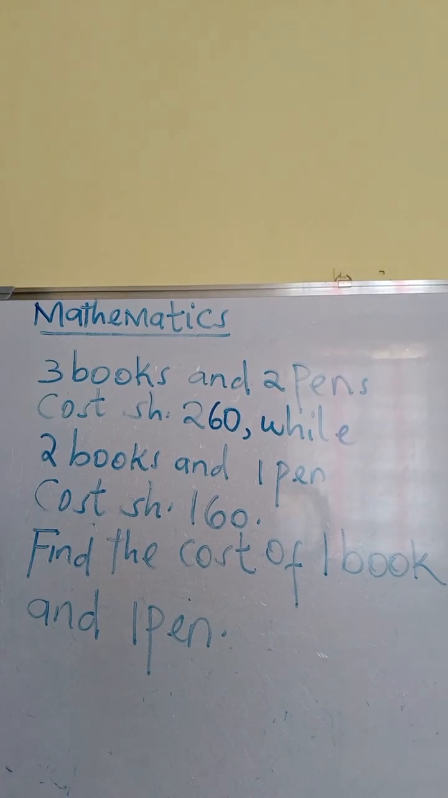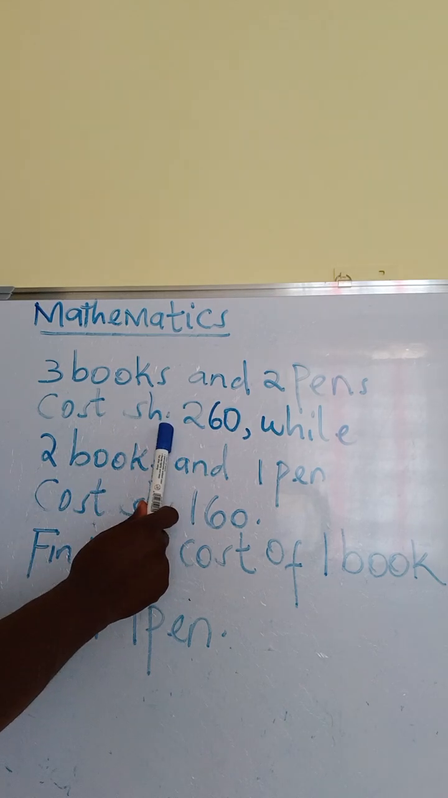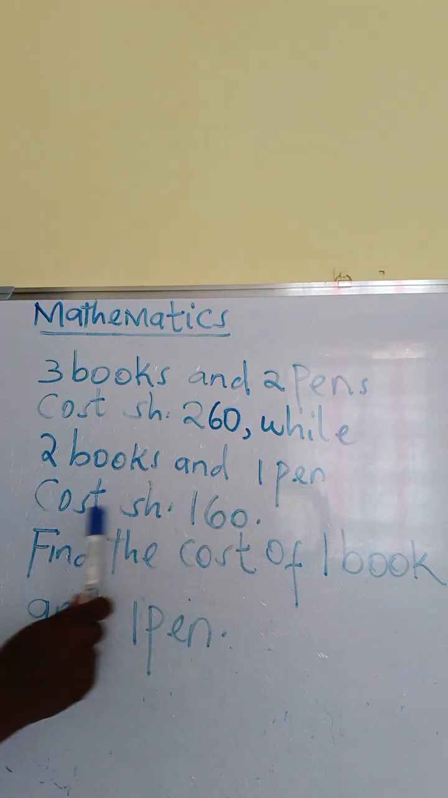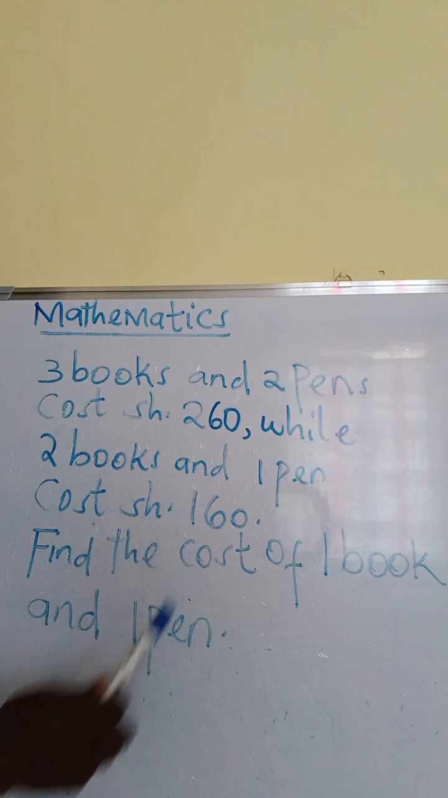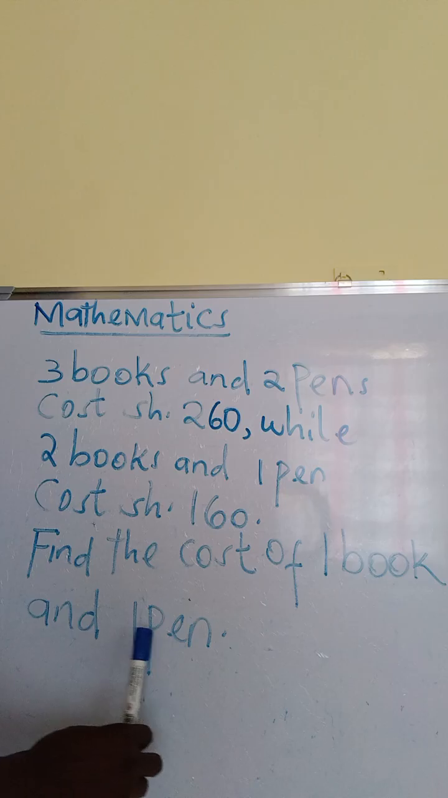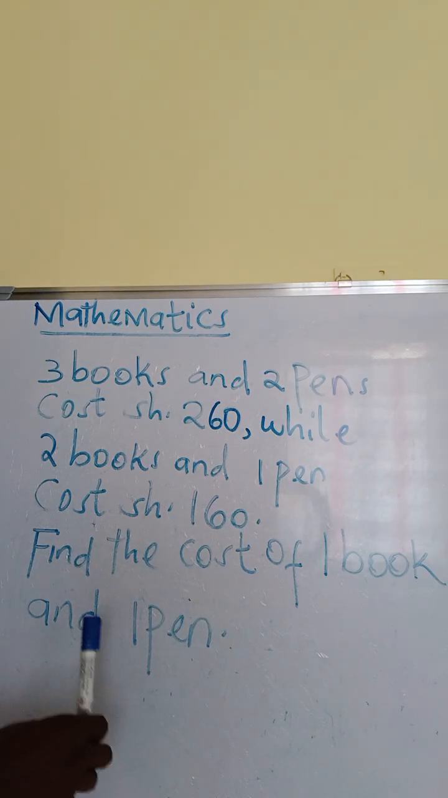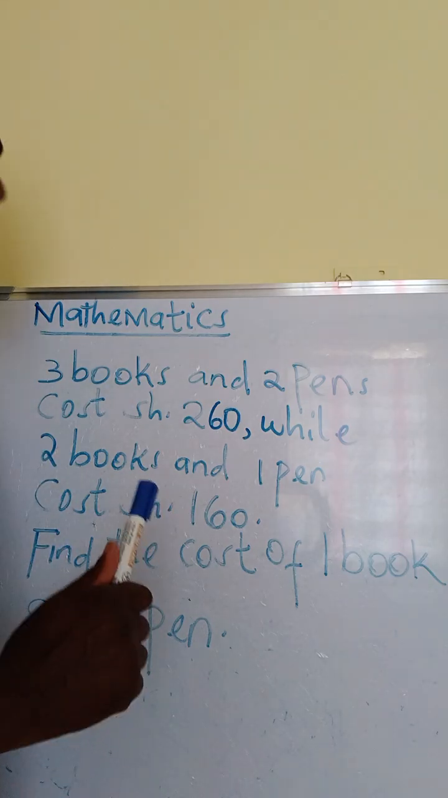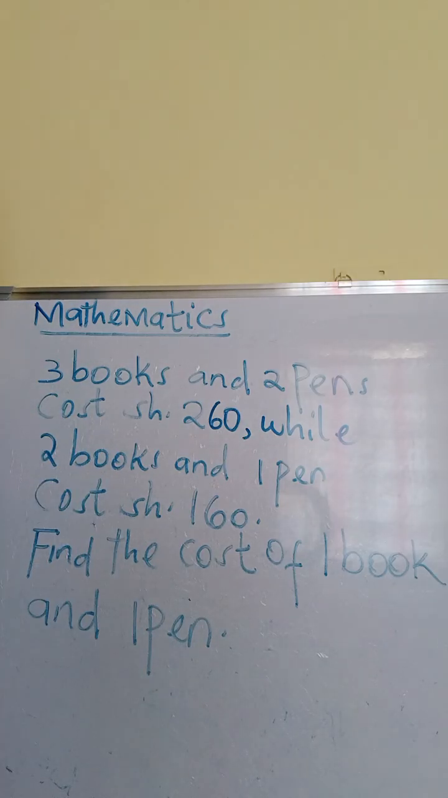The question reads: 3 books and 2 pens cost 260 shillings, while 2 books and 1 pen cost 160 shillings. Find the cost of 1 book and 1 pen. This is an example of a simultaneous equation application question.